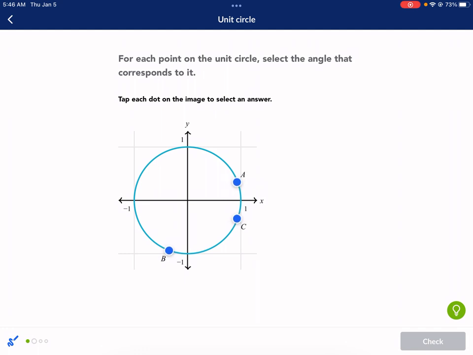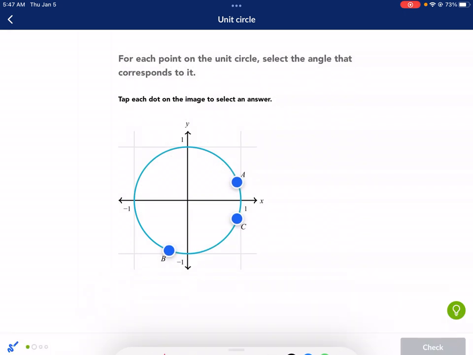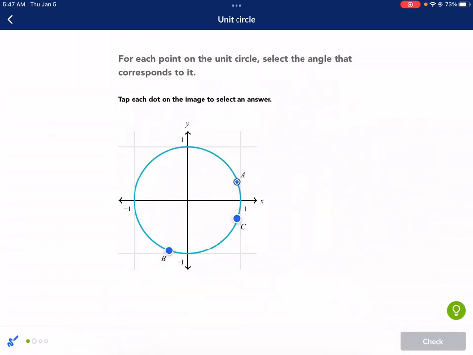So for each point on the unit circle, select the angle that corresponds to it. This is actually one of the easier questions. So we already talked about how this is 0 degrees, 90 degrees, 180, and then 270. So just knowing that is going to help us understand all these other angles. So let's take a look at A. We already know that A is between 0 and 90 and closer to 0, and there's only one choice that fits that description, and it's 20 degrees.